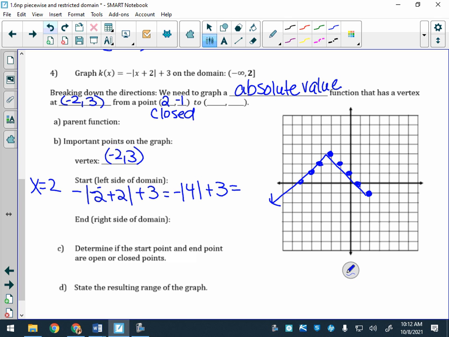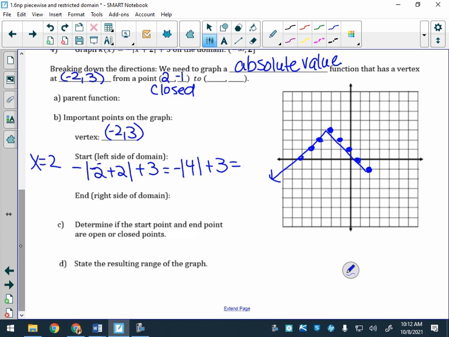-infinity to 2. So, you start with a point. You know your vertex is another point. Then for absolute value, you would use the slope. Or you could choose a bunch of x values, like Kate said, that are less than 2. What is my range of this graph? Jax? Perfect. Excellent. -infinity and 3 with a bracket.